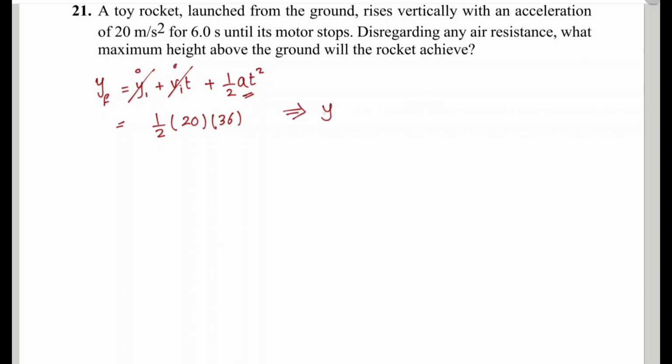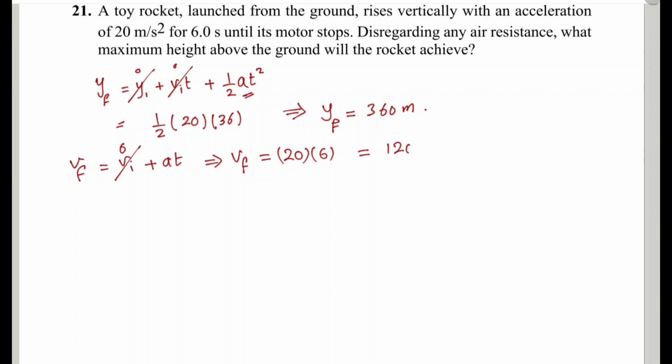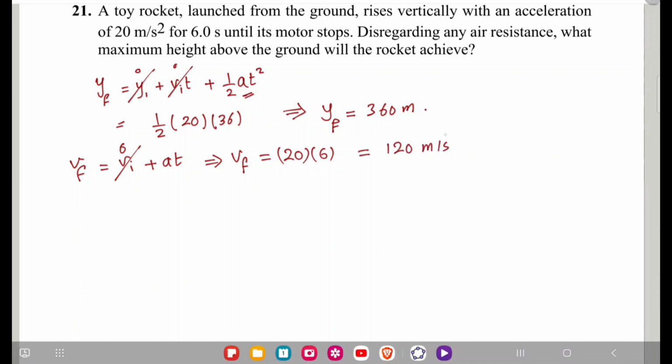So y final equal to 360 meters. Now v final equal to the initial plus at, and the initial in this case equal to 0, so v final in this case is equal to 20 times 6, or equal to 120 meters per second.